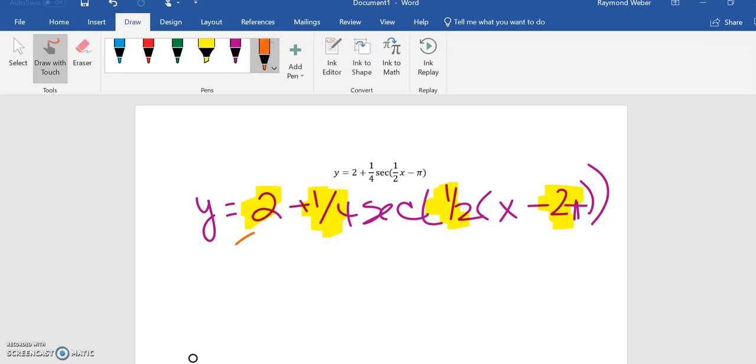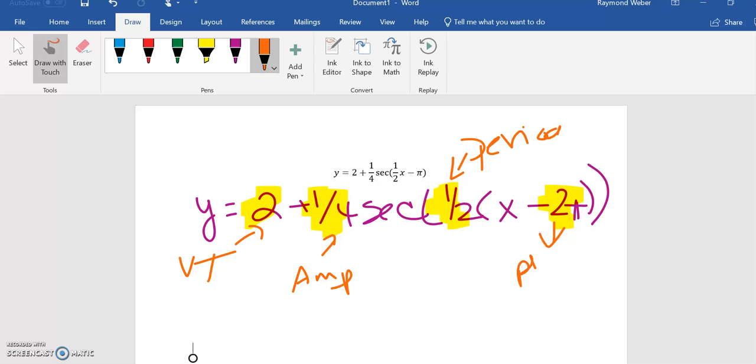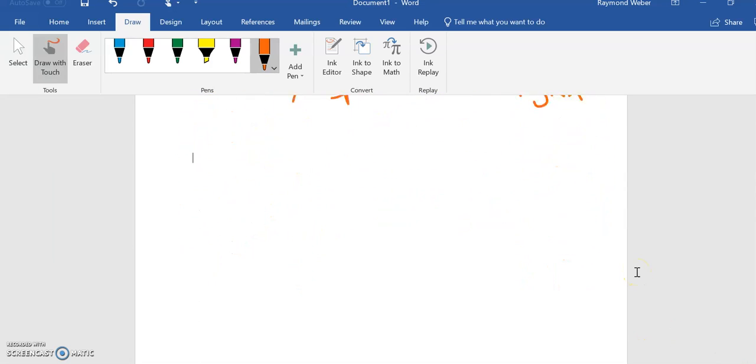So this is my vertical translation. This is my amplitude change. This is my period. And this is my phase shift or horizontal translation. Okay? When you look at these, you need to make sure that the x has a coefficient of 1. If it doesn't, you need to pull that out, because if you don't, you will have the wrong phase shift.